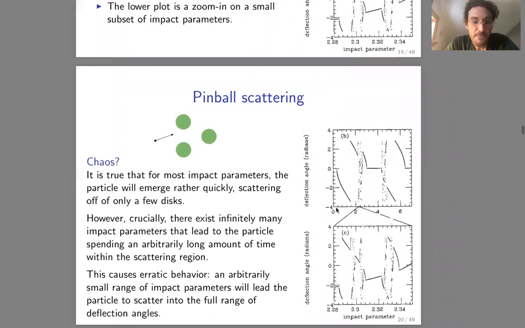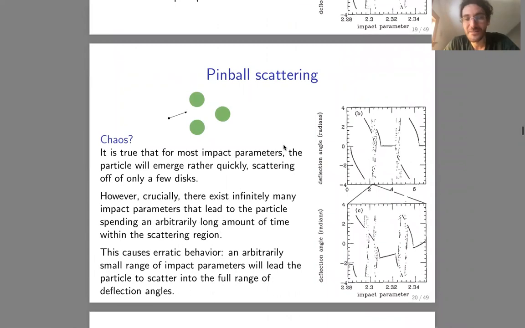Good. So was the announcement I gave, that maybe it's not chaotic, wrong? Well, it's true that for most impact parameters, the particle will emerge rather quickly, scattering only off of a few disks. But crucially, there exist infinitely many impact parameters that lead the particle to spend an arbitrarily long amount of time within the scattering region. And this is what causes the erratic behavior, because it's true if you pick a generic impact parameter, it will just hit a few more times. But if you now start finely tuning, just moving it a little, you'll eventually, very close in space, hit an impact parameter where it can spend very long, just bouncing many times before leaving. And that's what gives rise to this erratic behavior.